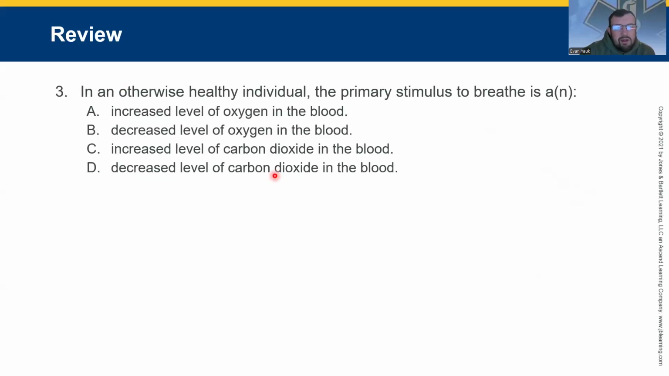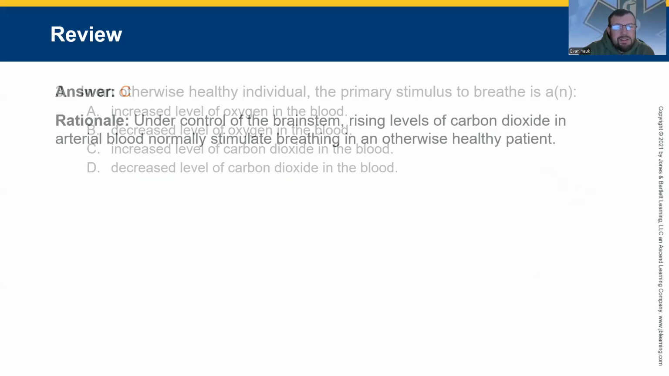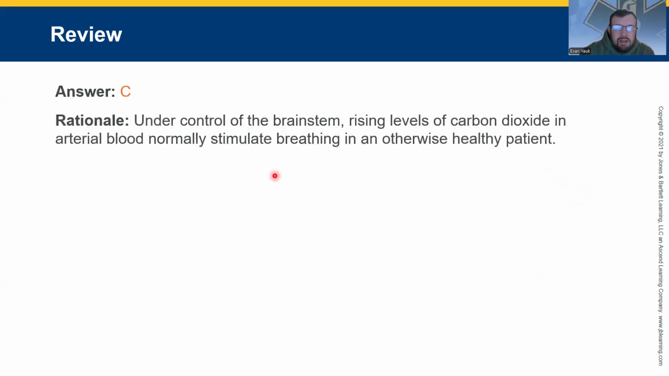In an otherwise healthy individual, the primary stimulus for breathing is C. Remember that under control of the brainstem, rising levels of carbon dioxide in the arterial blood normally stimulate breathing in an otherwise healthy patient. We measure carbon dioxide.